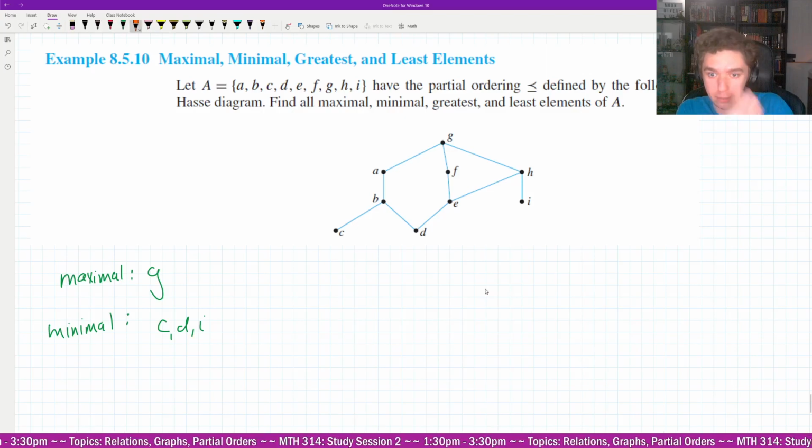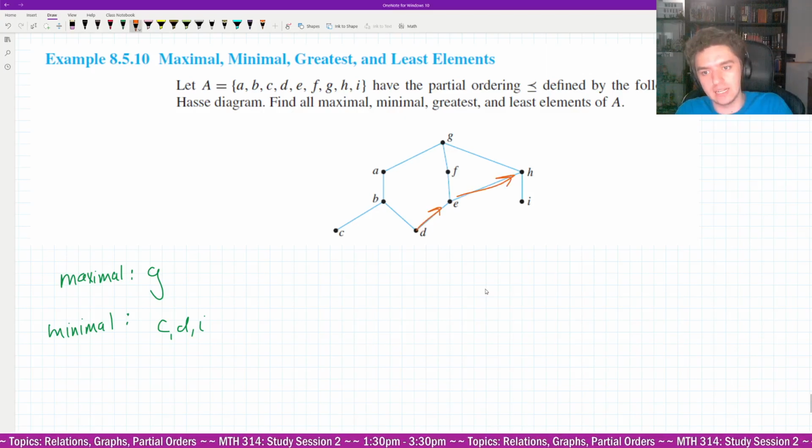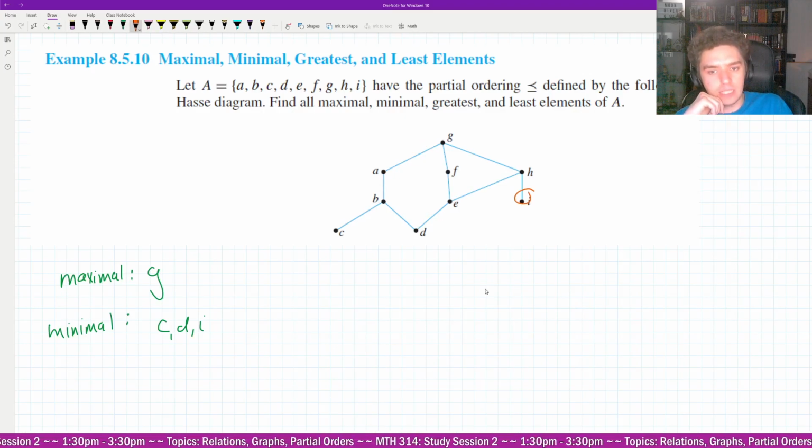Remember, all the arrows point upwards. There's no chain to get to I from C and D, right? There's no chain to get to I from C or D. So again, because all the arrows have to point upwards, I is not comparable to C and D, and so I is still minimal because there's nothing comparable to it there.